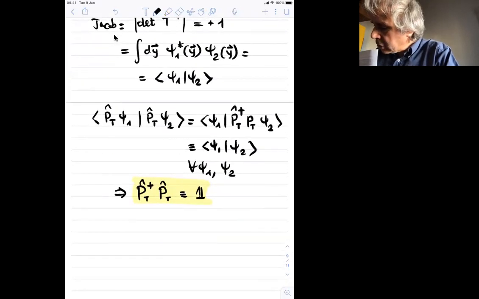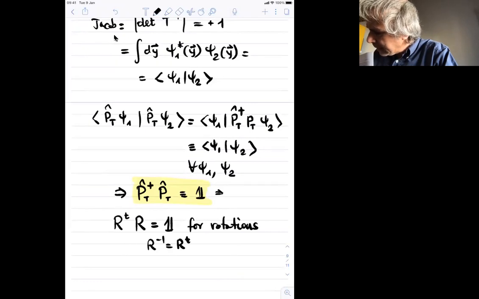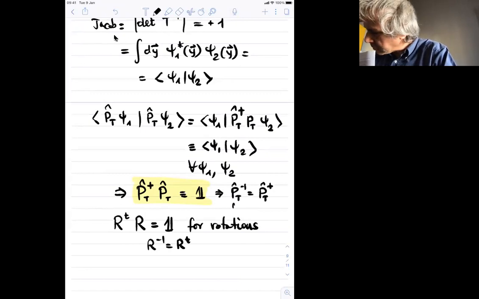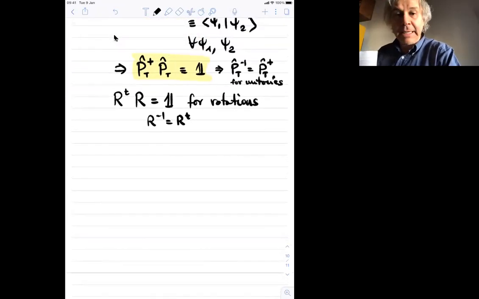Very, very similar to rotation transpose, rotation equal to the identity for rotations. Remember that I told you that the rotations are orthogonal transformations for which the inverse is equal to the transpose. Well, that's exactly the reason why. And this implies, in turn, that the inverse of a unitary transformation is equal to the dagger. Is it clear? This is an important fact. So unitary transformations are similar to rotations, but in the Hilbert space. So their inverse is simply the dagger of them.